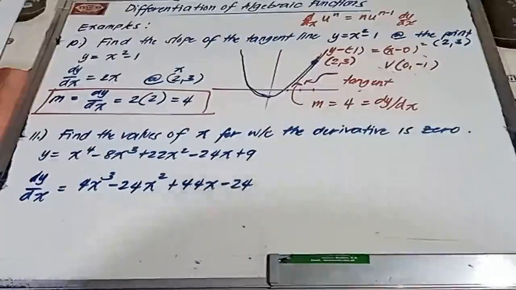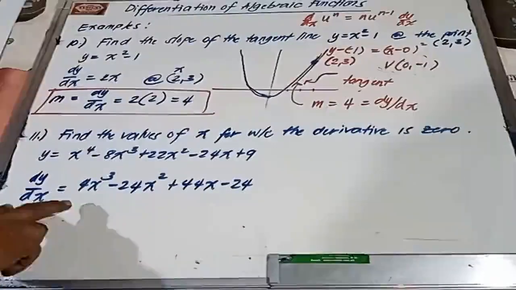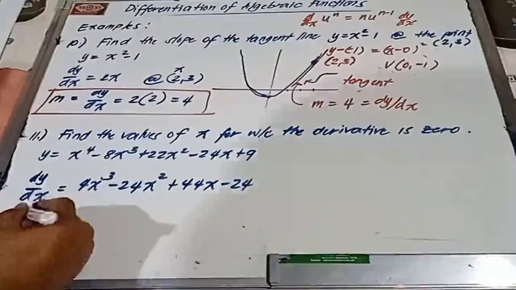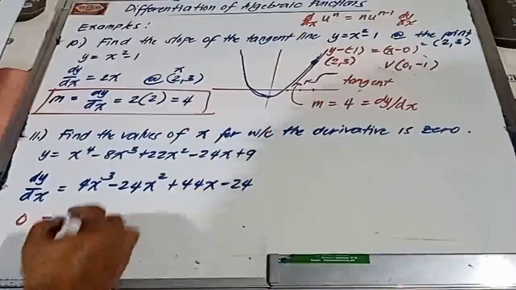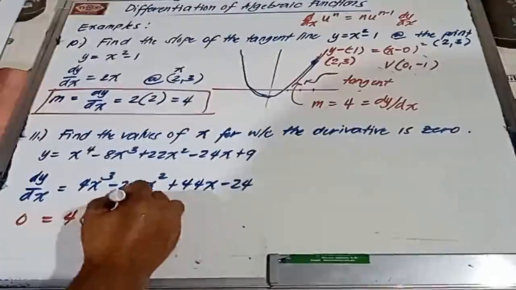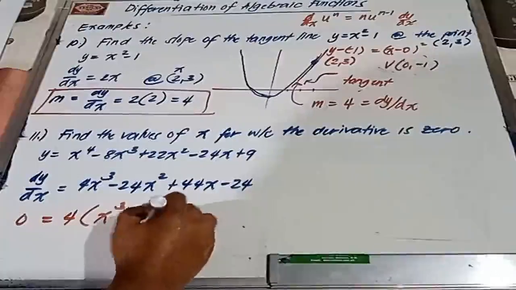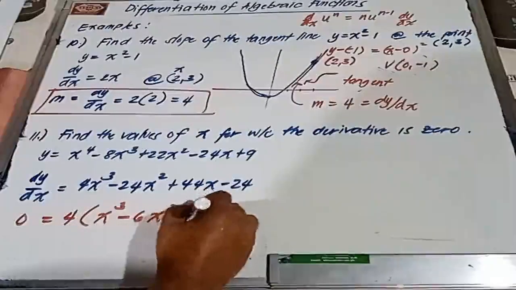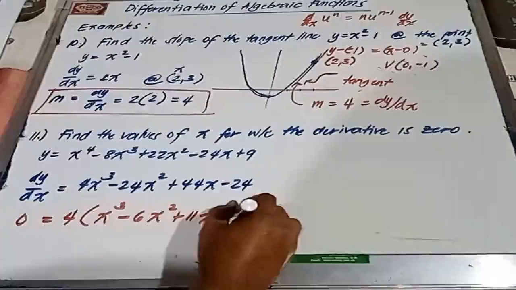Now, ano daw yung value of x wherein the derivative is 0? So, equate lang natin sa 0. Then, common monomial factor is 4. We have x cubed minus 6x squared plus 11x minus 6.